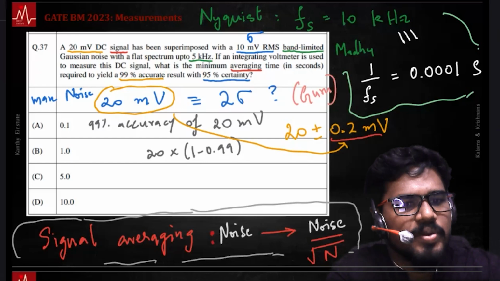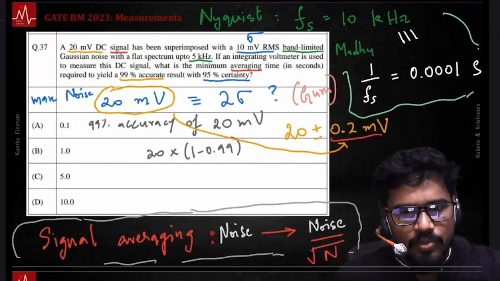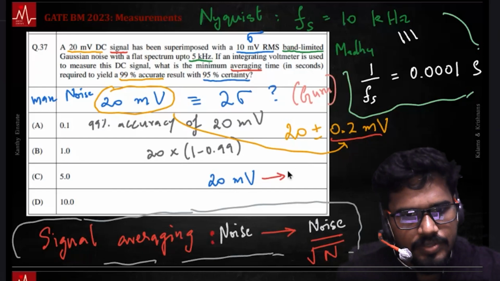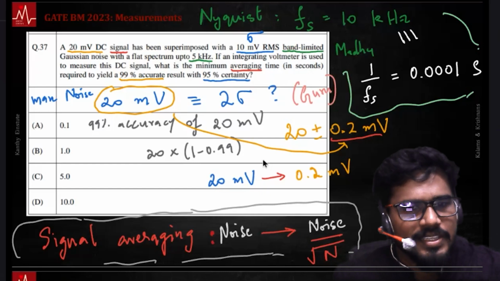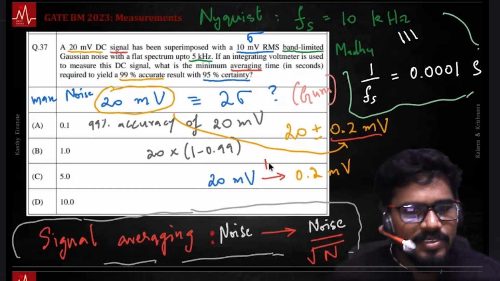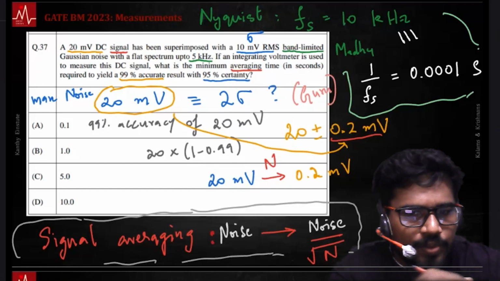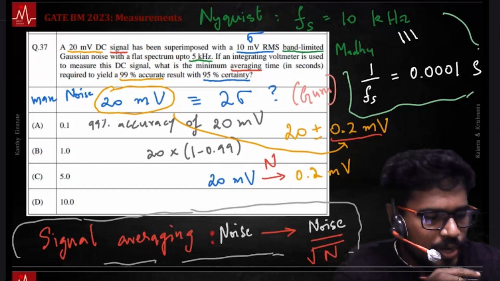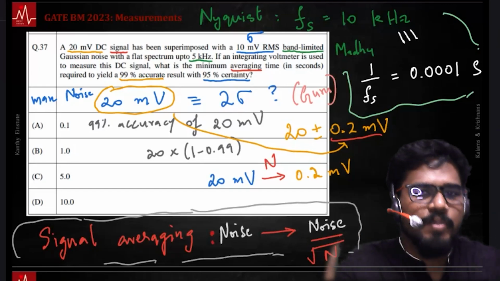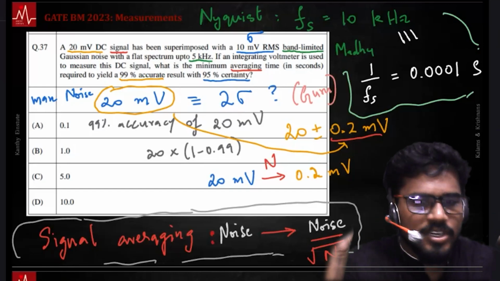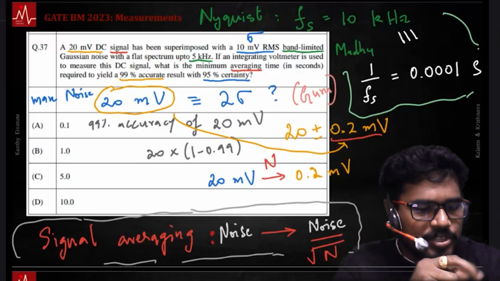How many samples do you need so that 20 millivolts becomes 0.2 millivolts? The integrator kind of averages the signal over more samples. That does the averaging part. So how many samples do you need? Can you quickly make that calculation? The maximum acceptable noise value is 20 millivolts. That should somehow become 0.2 by averaging. How many data points do you need?